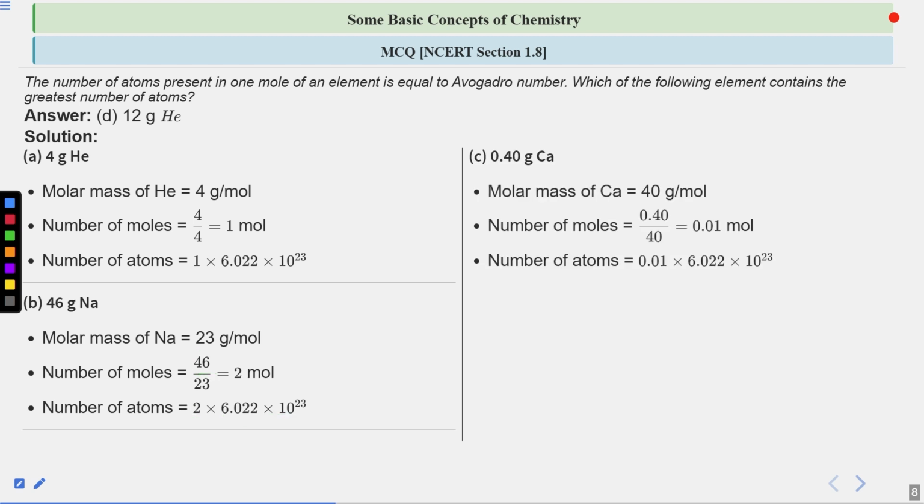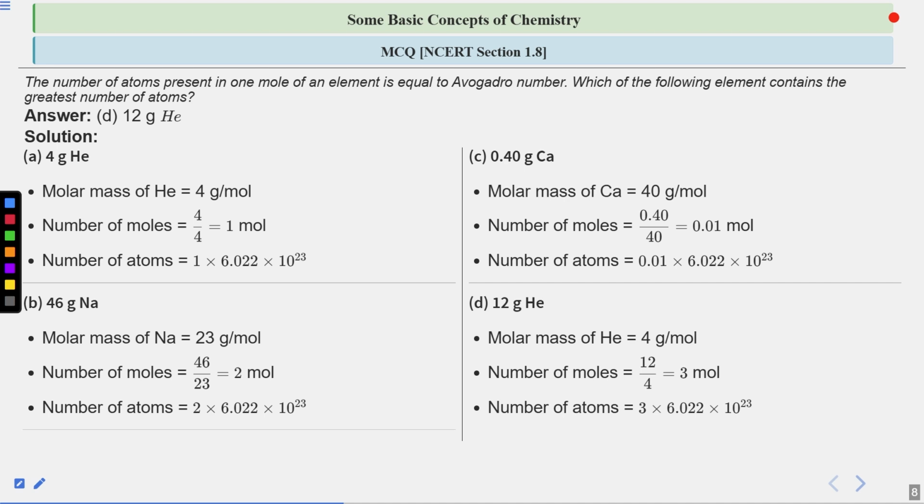Moving on to the fourth species. We have 0.40 gram of calcium. Again calculate the number of moles, which is 0.01. Multiply it by the number of atoms. You will get it as your number of atoms in the 0.40 gram of calcium.